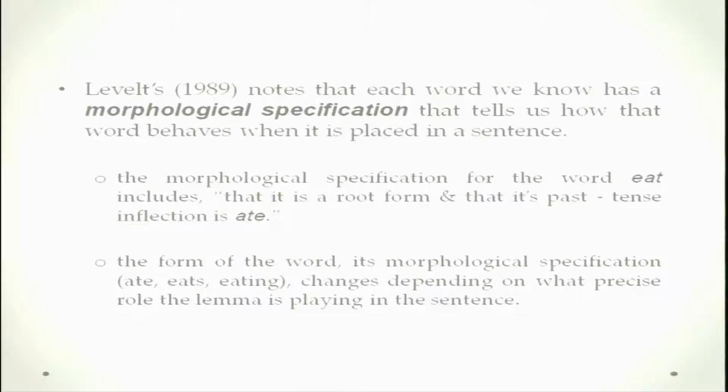So Levelt talks about something called morphological specification. He says that each word that we know has a morphological specification, and this is what will tell us how the word is going to behave in a given sentence. Am I going to talk about kicking, that is a continuous event? Am I going to talk about kicked, that is a perfect event, something that has already happened, and so on and so forth.